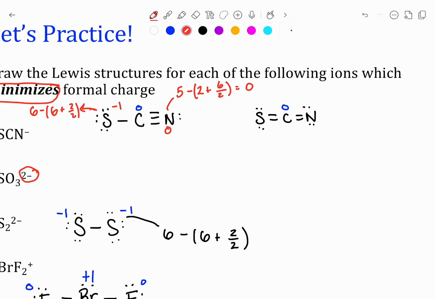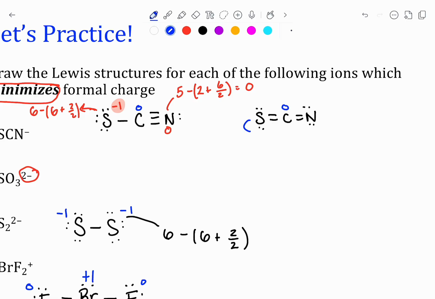Now the numbers work out, where if I add them up together I get -1, but this negative is not on the more electronegative atom. Nitrogen is more electronegative than the sulfur, so sulfur does not want to have that negative. The nitrogen does prefer to have the negative. So let's see if our other structure allows us to put that negative on the nitrogen.